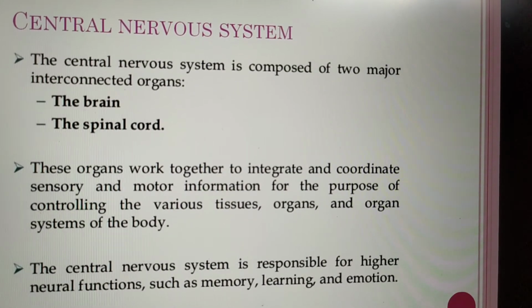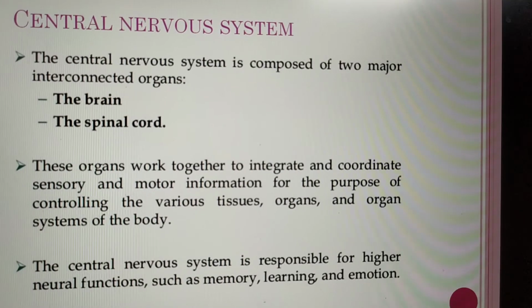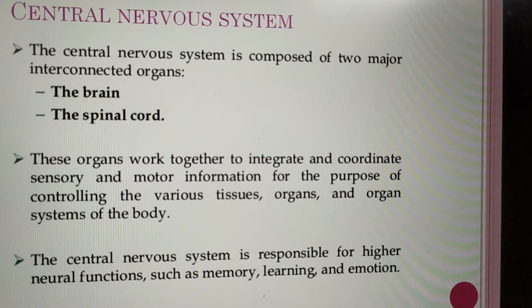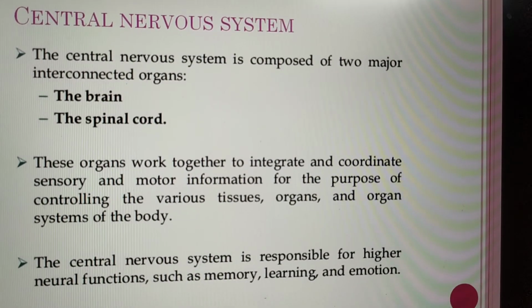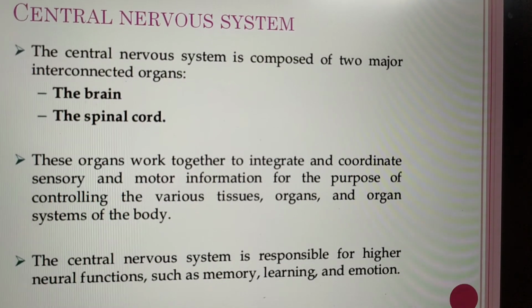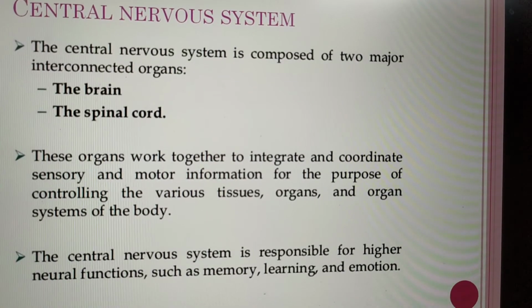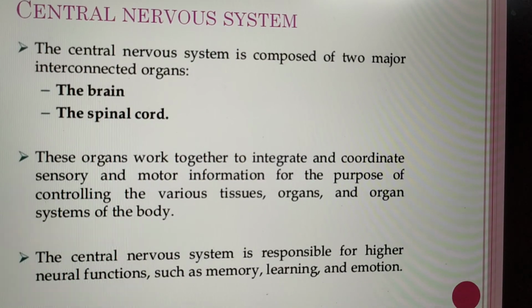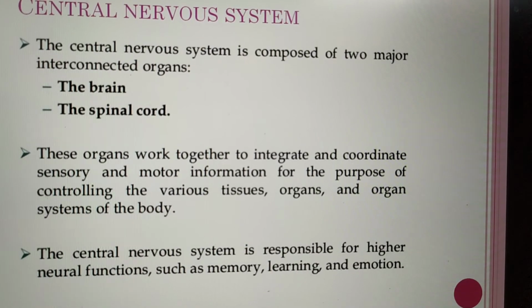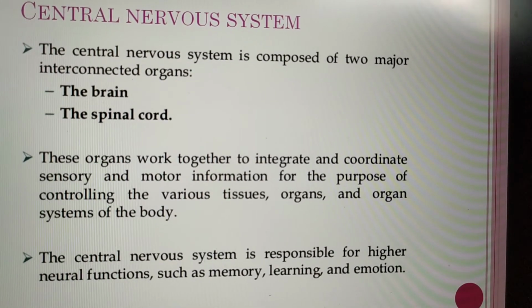The central nervous system is composed of two major interconnected organs, the brain and spinal cord. These organs work together to integrate and coordinate sensory and motor information for the purpose of controlling the various tissues, organs and organ systems of the body. The central nervous system, or CNS, is responsible for higher neural functions such as memory, learning and emotion.